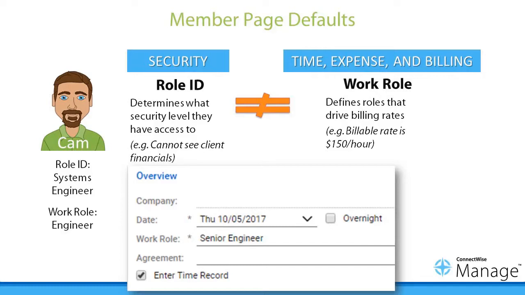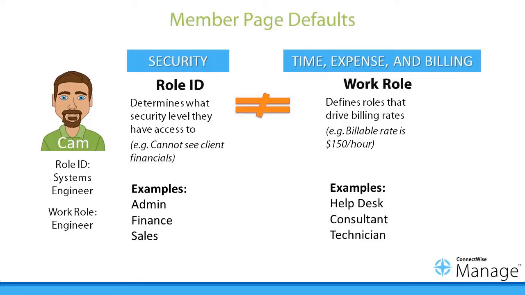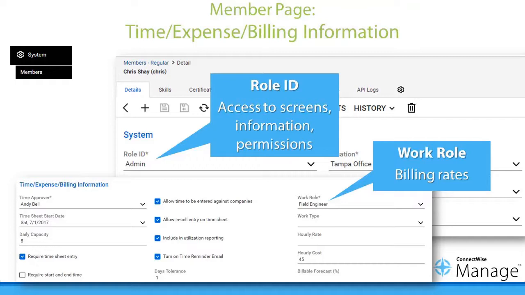As Cam is updating a ticket with his time, ConnectWise Manage takes that time entry and converts it to an invoice amount. That is why the work role carries the billing rate. Other work role examples are help desk, consultant, and technician. On the member page, role ID, like a security ID badge, is under System. And work role, like you get paid to work, is under time, expense, billing information.